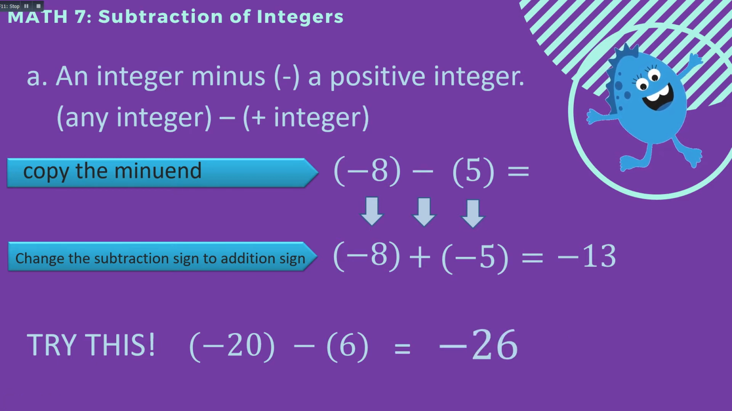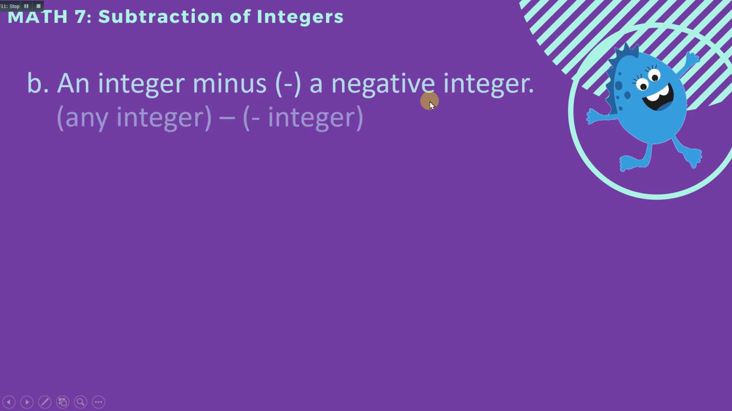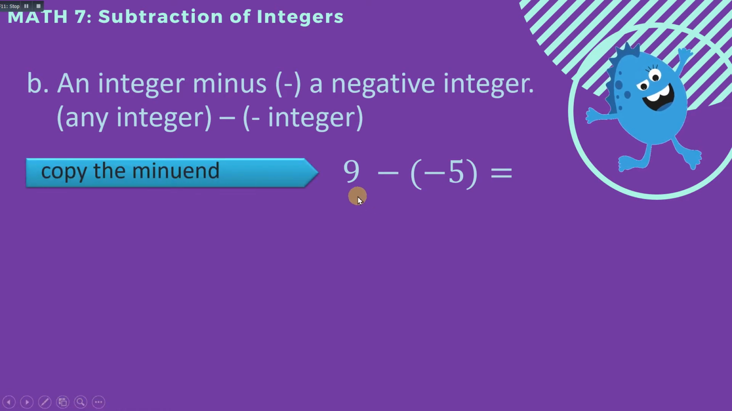Here is rule number 2: an integer minus a negative integer. Here is the example, a positive 9 minus a negative 5. Again, the first step is to copy the minuend. In this case, we have 9. So we will just bring down 9 with its same sign, which is positive, and then change the subtraction to addition.